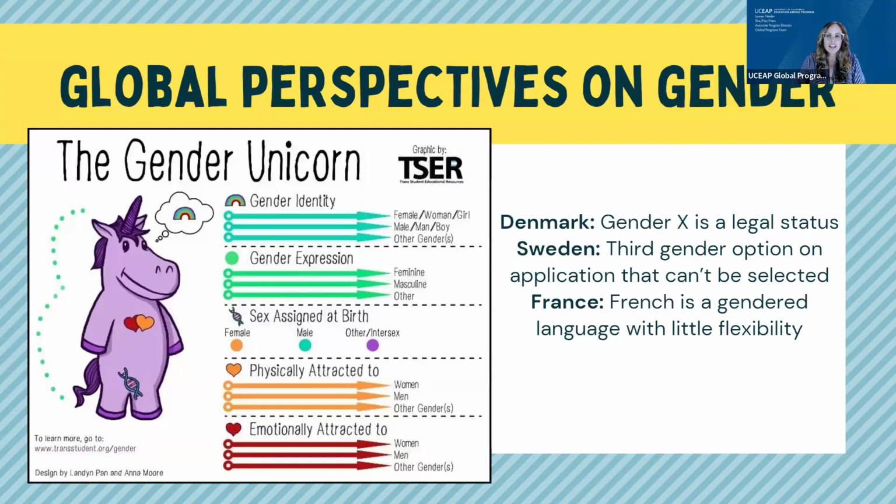On this slide, I've included an image of the gender unicorn, and this is an image from the Trans Student Org that provides a visual representation of gender identity, gender expression, sex assigned at birth, and who you are physically and emotionally attracted to. Even if you've never seen this gender unicorn before, you likely are familiar with these concepts and terms and may have participated in conversations about gender as it relates to these ideas.